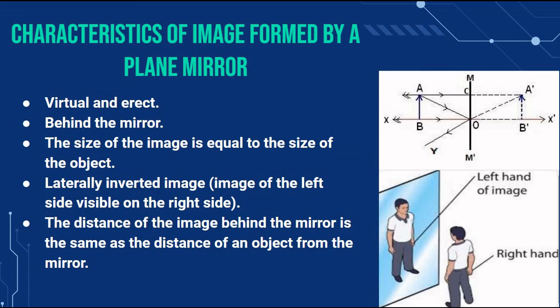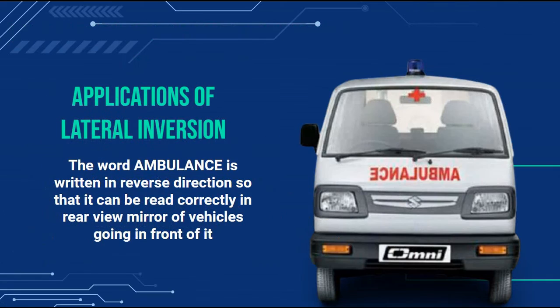Next, the laterally inverted image. The image formed by the mirror is laterally inverted, meaning the left side of the object is visible on the right side of the image. And the distance of the image behind the mirror is the same as the distance of the object from the mirror. These are all the characteristics that I learned in the previous classes, just a revision now. We also have some applications of lateral inversion.